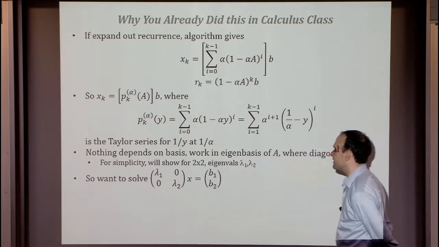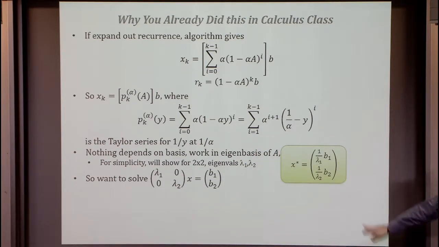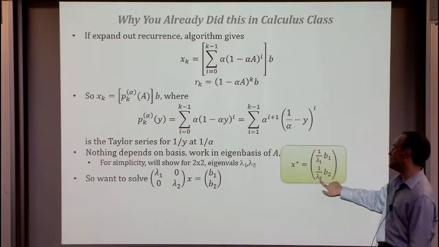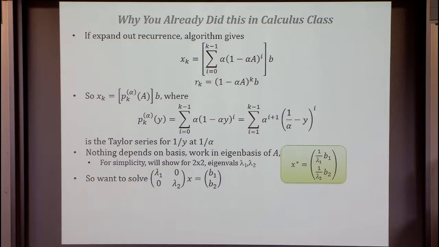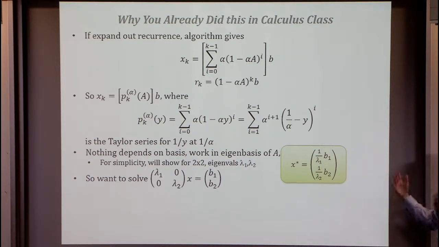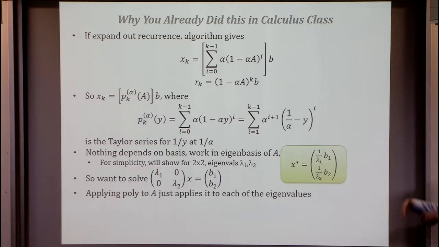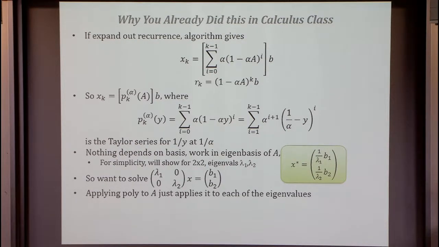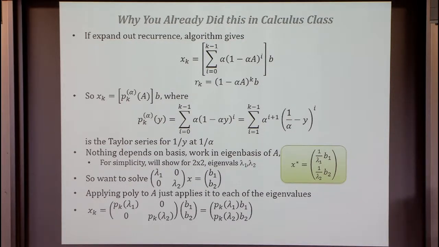If we write it in the eigenbasis, the actual answer x star is just 1 over lambda 1 times b1 and 1 over lambda 2 times b2. But you want to get this by applying a polynomial to the whole matrix. So all we're really doing here is taking the function 1 over lambda, and applying its polynomial, the Taylor series of 1 over x, to the matrix. We'll simultaneously apply it to all the eigenvalues.